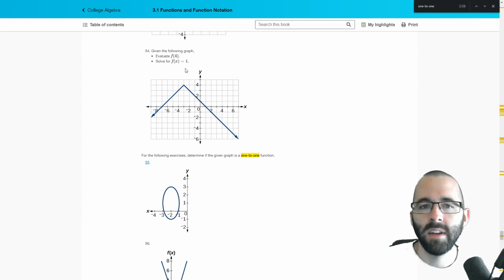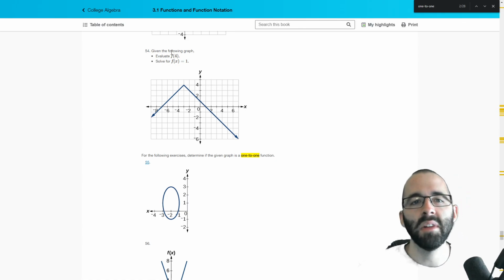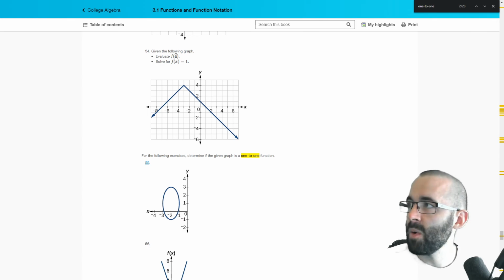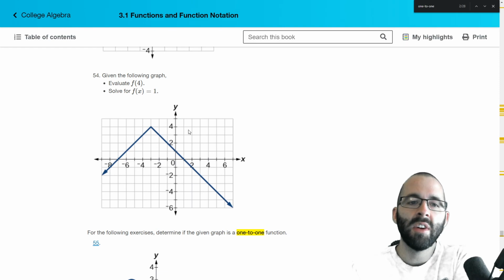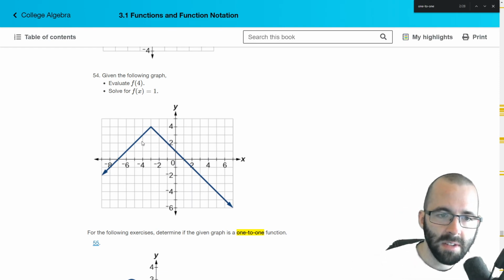Okay? So we have a function graphed right here. Evaluate f of 4. So there's no equation to plug in 4 for x. But remember that this 4 is your x. So you just look at the graph and say, where is x equal to 4? There's 4. When x is 4, what is the corresponding value of y?